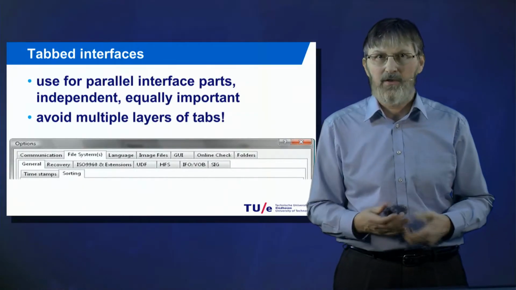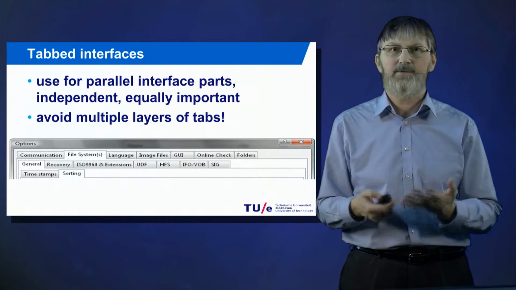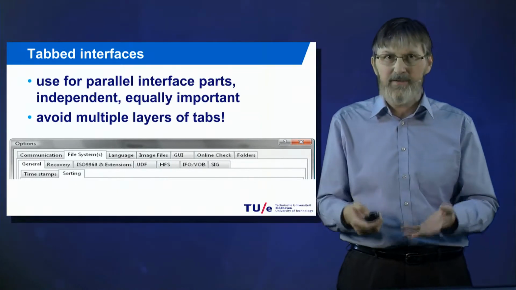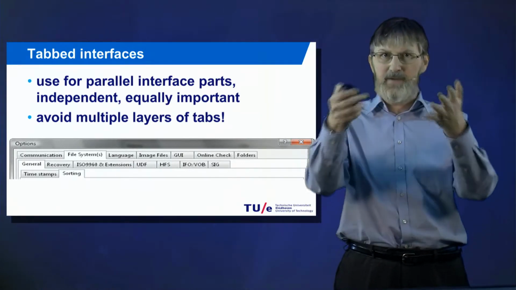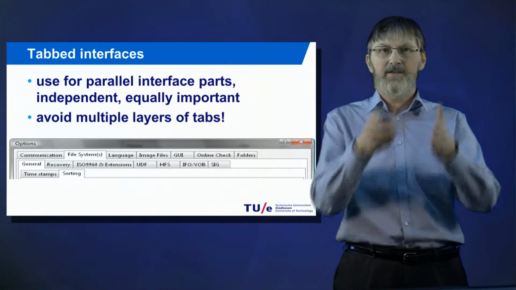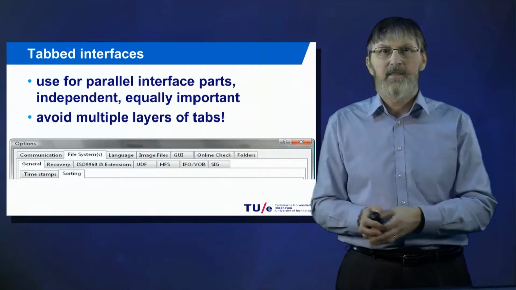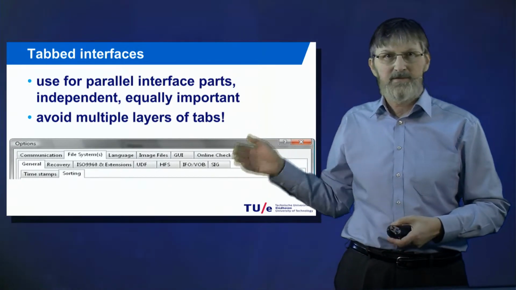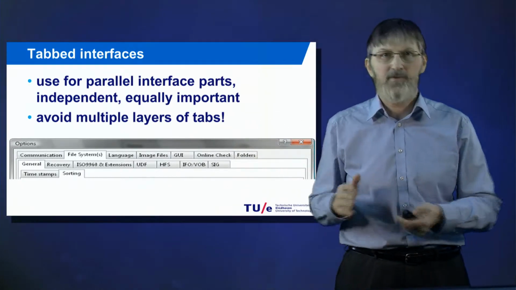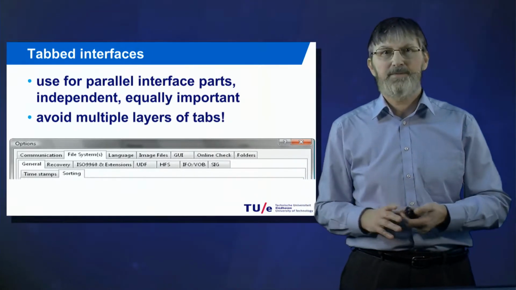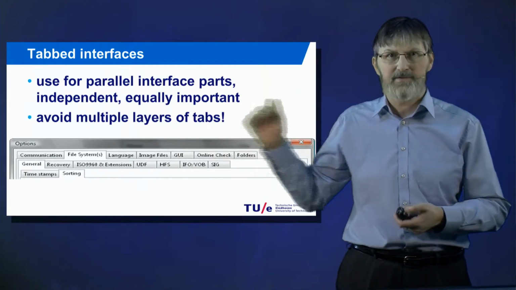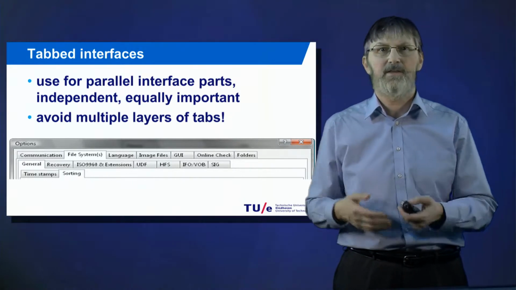When you need a lot of tabs, right, consider how to design that. They are intended for parallel interface parts that are equally important, and there should be a limited number of them placed next to each other. Right? Here is an example of a program that needed so many different tabs that you end up with different layers of tabs. This is generally a bad idea.